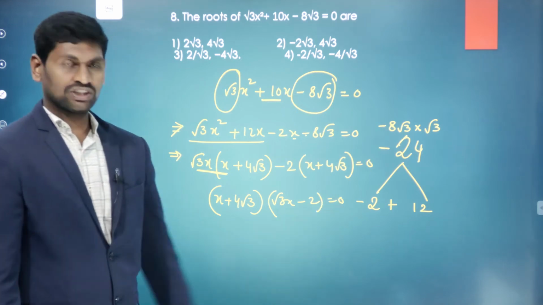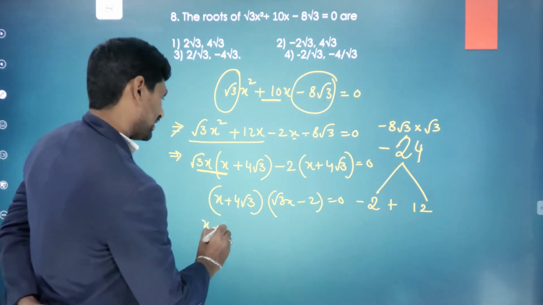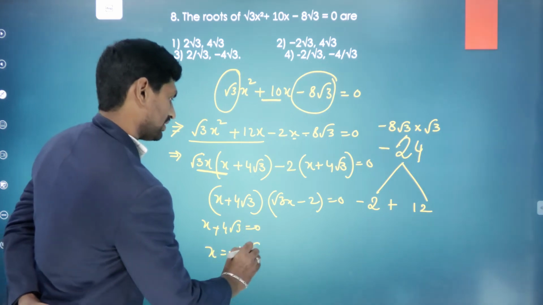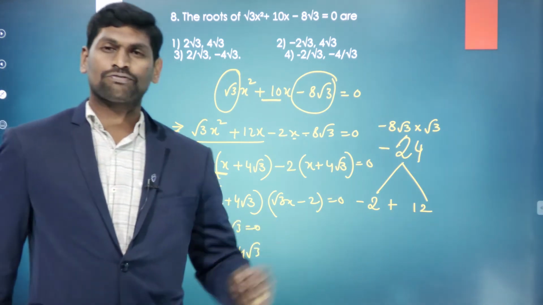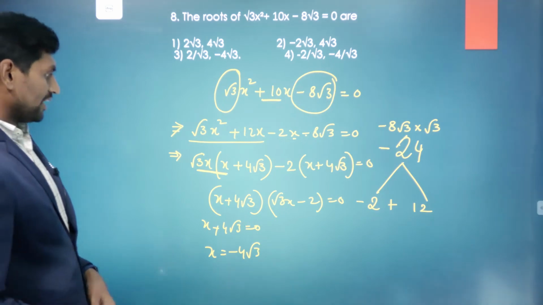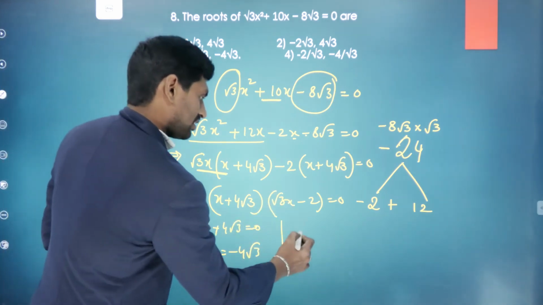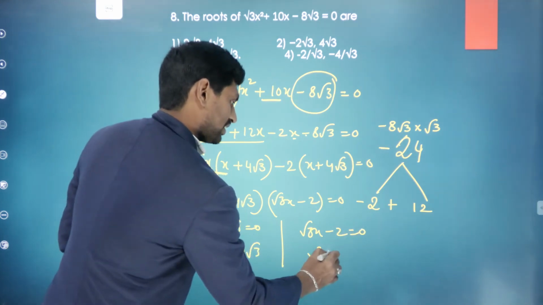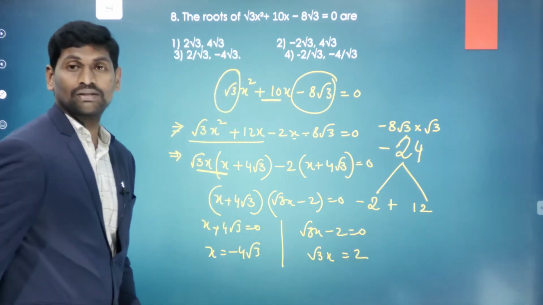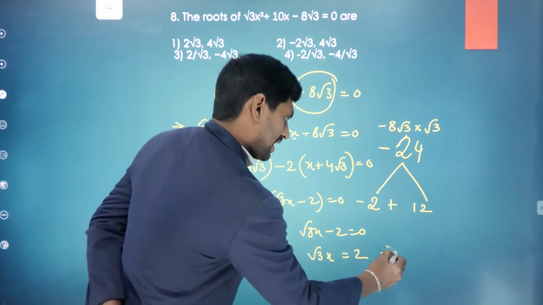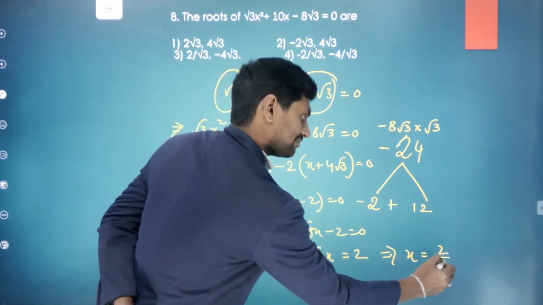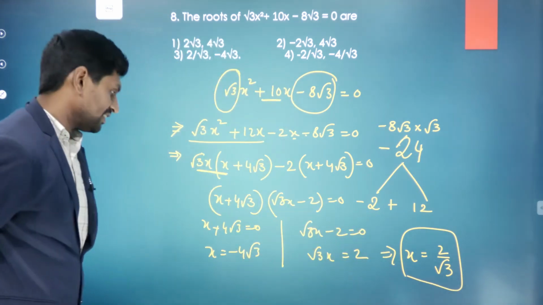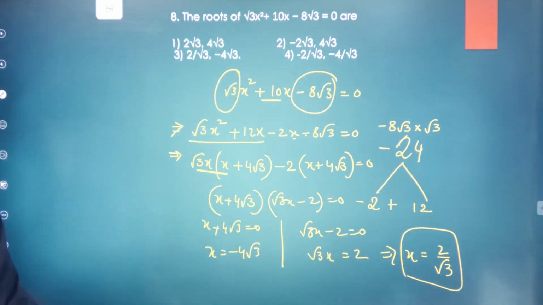Both were equal to 0. So x plus 4 root 3 equal to 0, then x value minus 4 root 3. Because plus 4 root 3 transpose that side gives minus 4 root 3. And this one, root 3x minus 2 is equal to 0. Root 3x is equal to minus 2, transpose that side becomes plus 2, and x is equal to 2 by root 3.